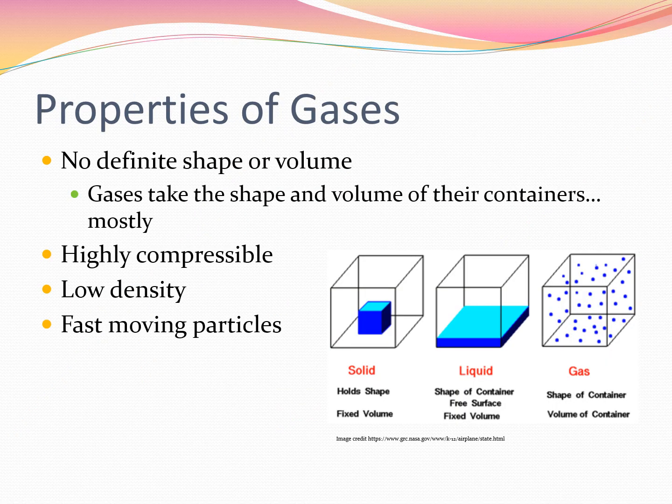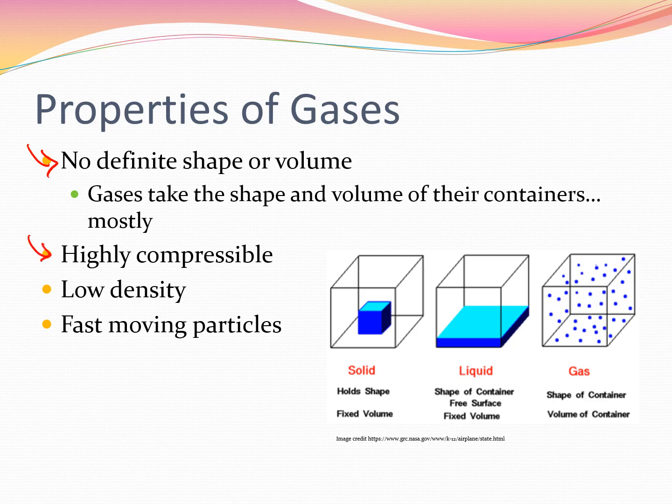Let's review some properties of gases. We learned this back in middle school, so it should be quick and easy. Gases have no definite shape or volume. They're going to take the shape and volume of their containers for the most part. Sometimes, if the pressure is too small, the container might implode. If the gas pressure is too big, the container could explode. But most of the time, they're going to take the shape and volume of their containers.